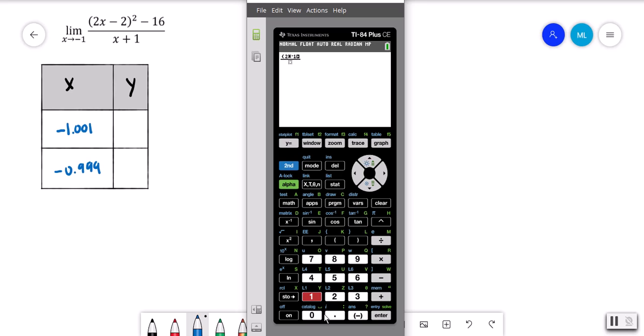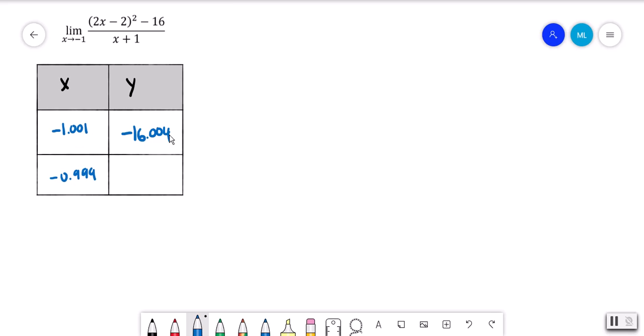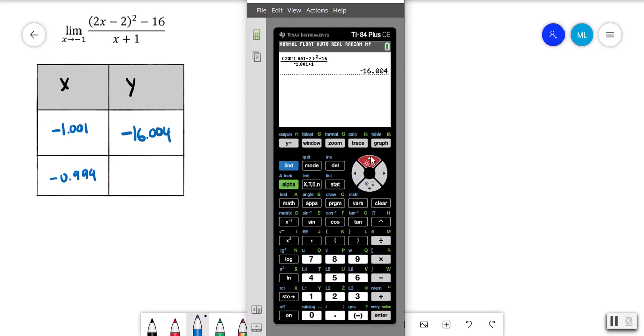Okay, so the idea is that we're just going to plug this into our calculator. Now, when we do this, we just have to be sure that we use the appropriate number of parentheses as needed. -2, and then we square it, and then -16. And down over here, you have -1.001 plus 1. Okay, so we hit enter, and we get -16.004. So negative 16.004, that's what it gets close to.